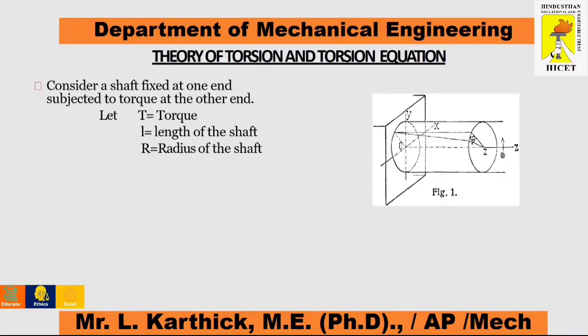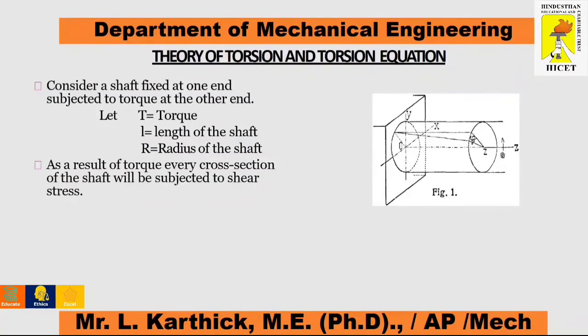One end is fixed, and once we apply a load on the other end, it will twist or deviate from its original position. It starts from A and moves to A dash. So consider a shaft fixed at one end and subjected to a torque at the other end. Let T equal torque, L equal length of the shaft, and R equal radius of the shaft.